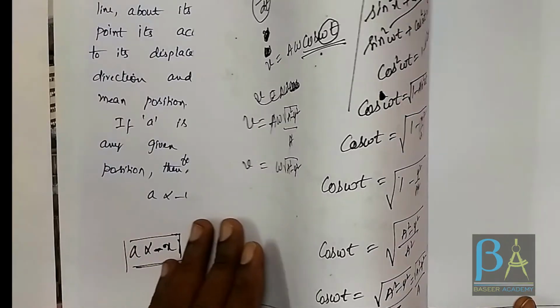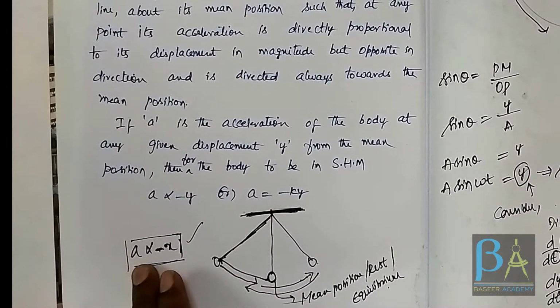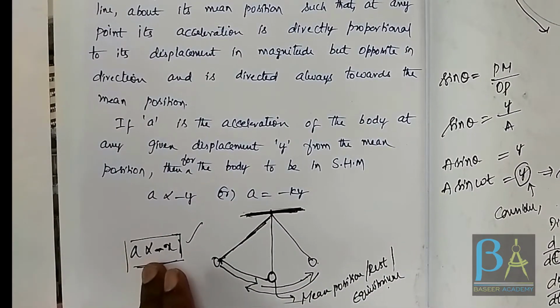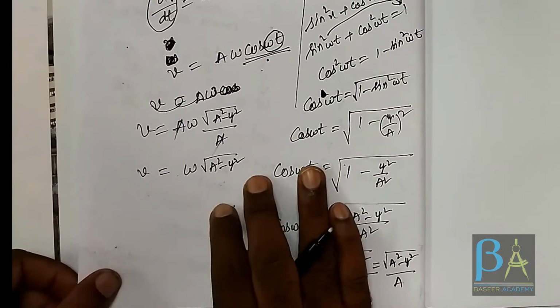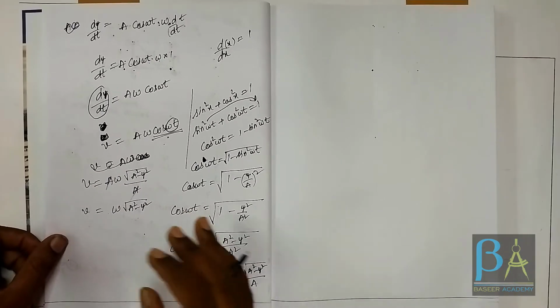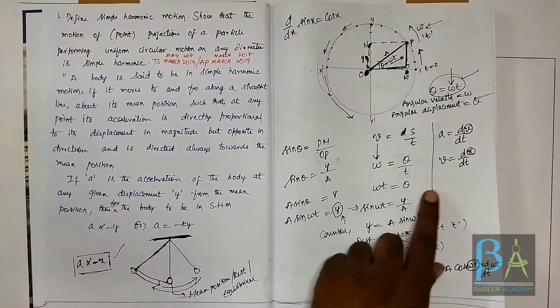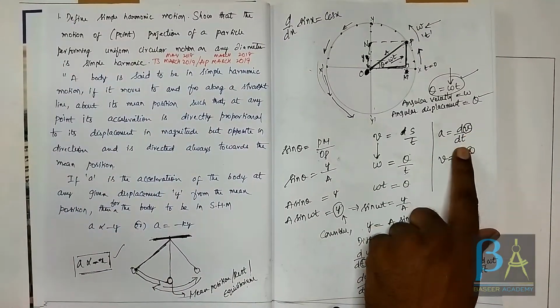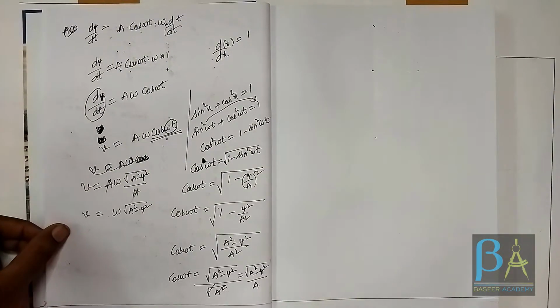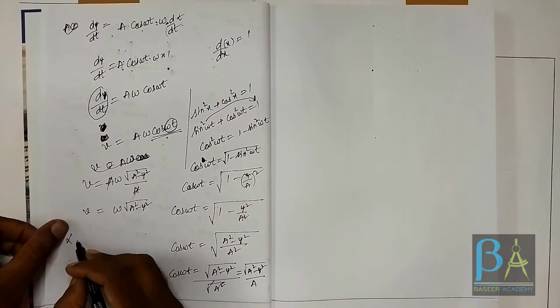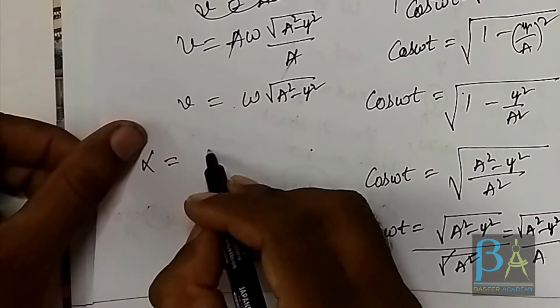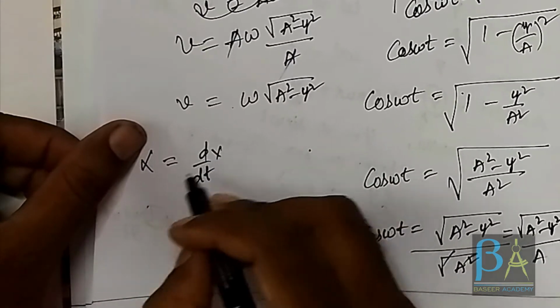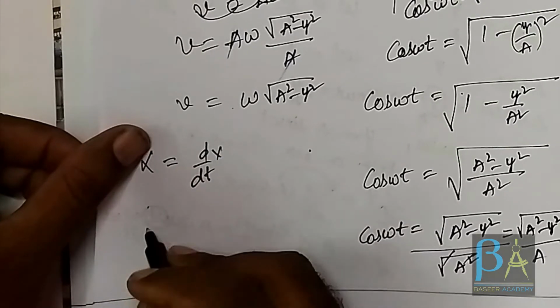But what is my aim? I want to find the acceleration. I want to show that the acceleration is directly proportional to the negative of displacement. To find out acceleration, what are we going to do? We are going to find out rate of change of velocity, because rate of change of velocity is the acceleration here, isn't it? Now the acceleration, let me denote the acceleration by alpha here. The rate of change of velocity, that gives you the acceleration, isn't it?